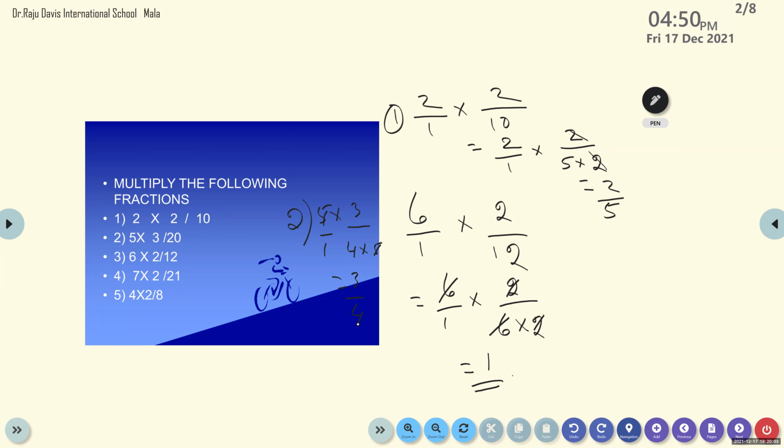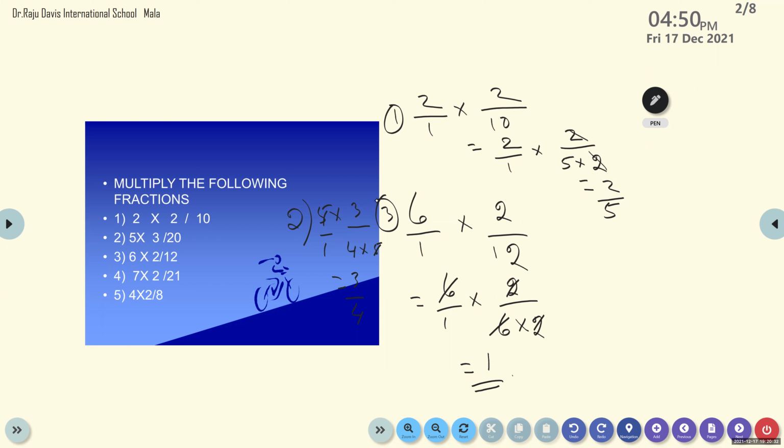Not that. For the 6 into 2 by 12, first you get 12 by 12, then you reduce it by 2. It's 2 by 2, 1. Okay, 12 by 12 is also correct. He is multiplying and making it bigger and bigger. Don't do that. Cancel there itself. Okay, ma'am.